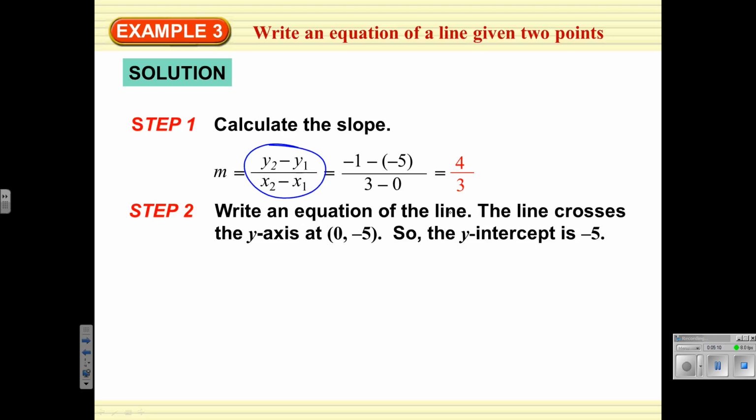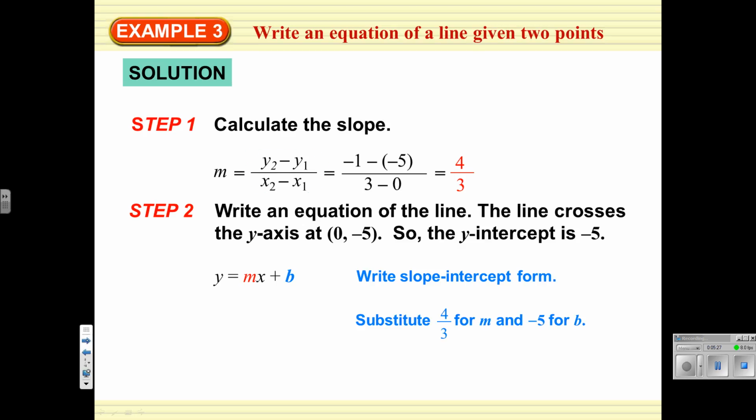And then write an equation of the line. It's obviously on the graph, we see the line crosses the y-axis at (0, -5). So the y-intercept is -5. So let's substitute those in. And 4/3 is my slope. And this time, notice my plus b becomes a -5 because my y-intercept is negative. So I don't write plus and -5. I just write y = 4/3 x - 5 because that represents a -5. Okay? All right, so fairly easy so far, I think.